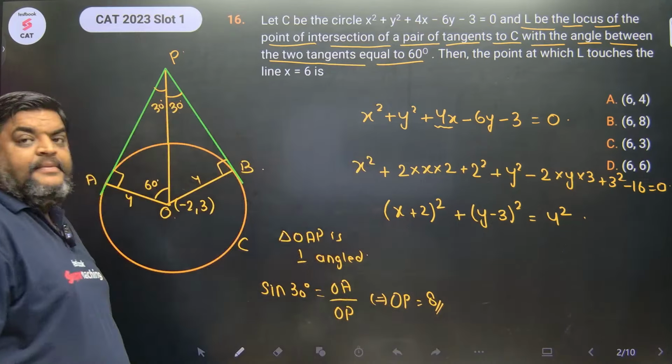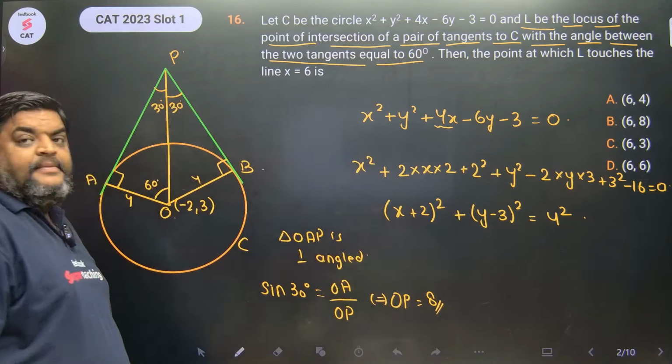Very good. So OP is equal to 8. So the radius of the bigger circle we talked about is 8. We know the center of the bigger circle, which is (-2, 3). We know the radius, so what would be the equation of the circle? What will change in this equation? Only the radius part. The equation of the bigger circle would be (x + 2) whole square plus (y - 3) whole square is equal to 8 square. The only difference would be the radius. The center is the same, right?